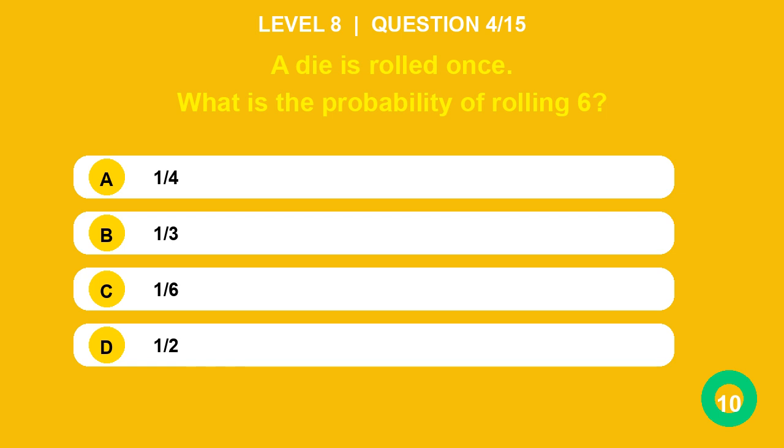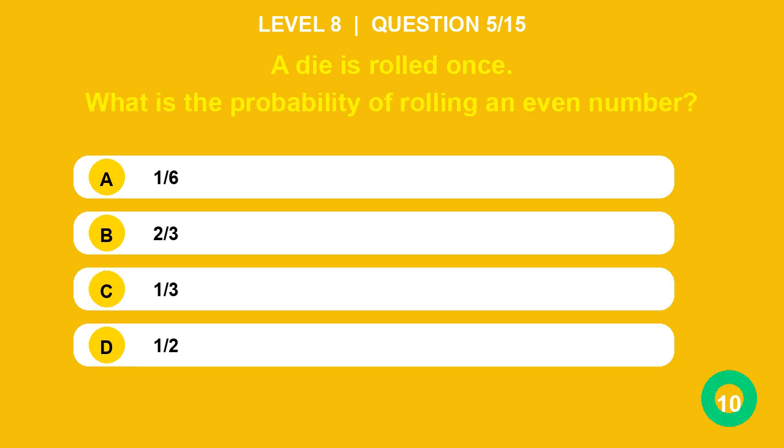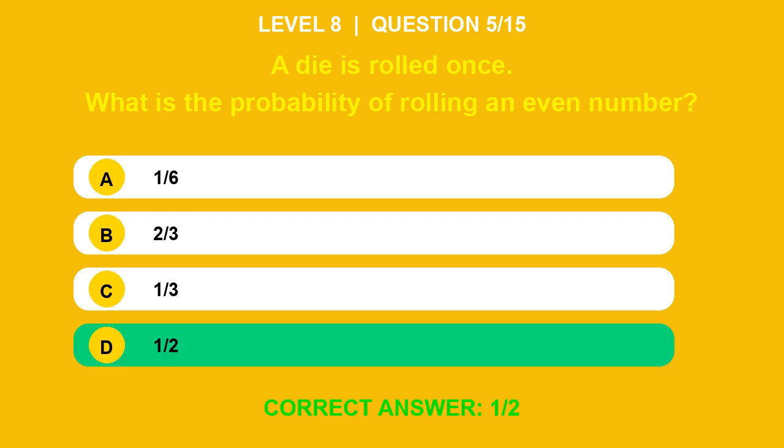A die is rolled once. What is the probability of rolling 6? Answer is 1/6. A die is rolled once. What is the probability of rolling an even number? Answer is 1/2.